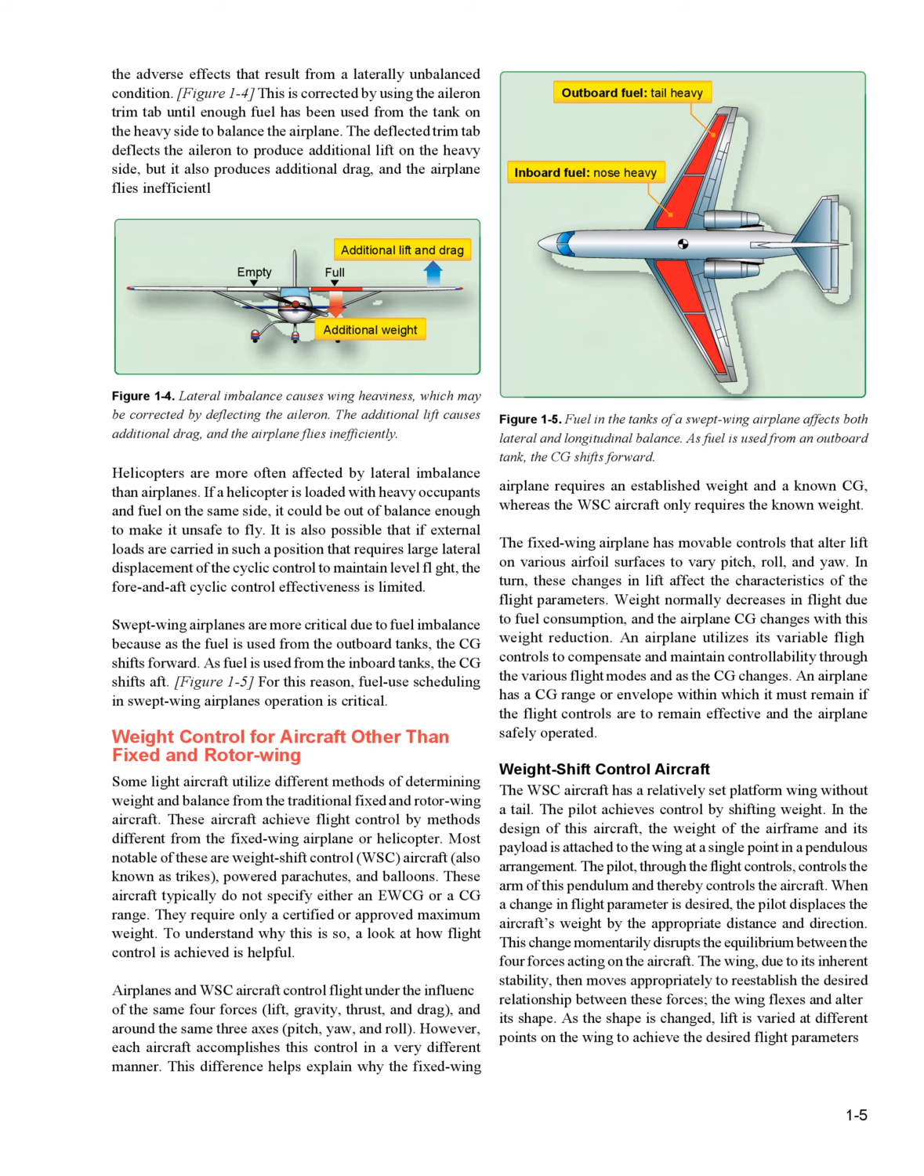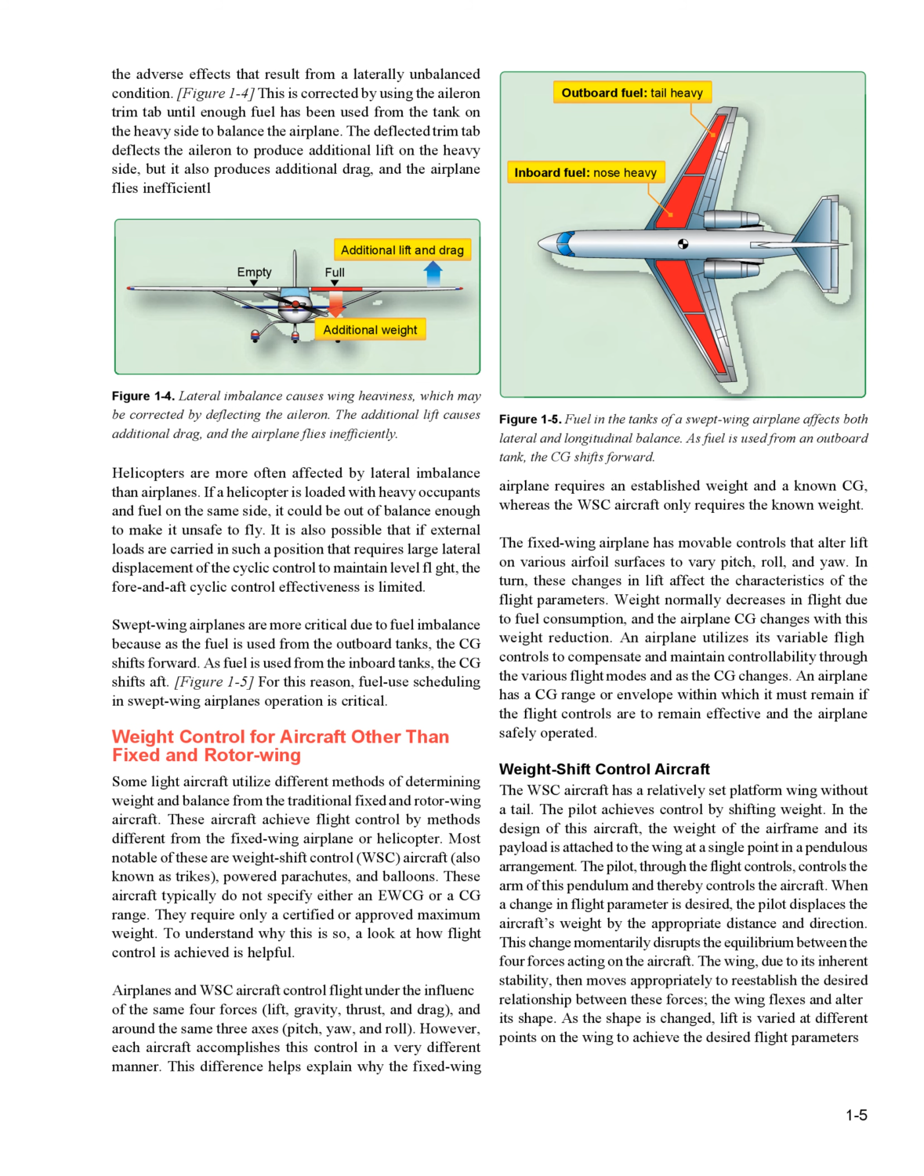The fixed-wing airplane has movable controls that alter lift on various airfoil surfaces to vary pitch, roll, and yaw. In turn, these changes in lift affect the characteristics of the flight parameters. Weight normally decreases in flight due to fuel consumption, and the airplane CG changes with this weight reduction. An airplane utilizes its variable flight controls to compensate and maintain controllability through the various flight modes and as the CG changes. An airplane has a CG range or envelope within which it must remain if the flight controls are to remain effective and the airplane safely operated.